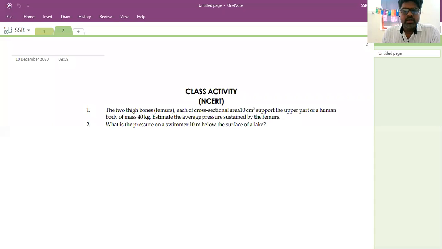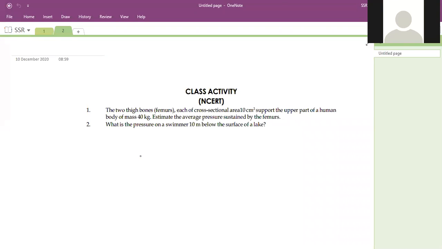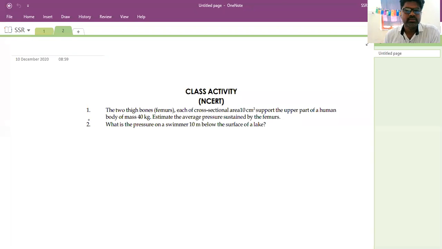Before going to the next topic, there is a part of classroom activity. Let us see how to handle the problems. Are you able to see the screen? Class activity NCERT. Yes, sir. Right. So in that first question, you can see here.